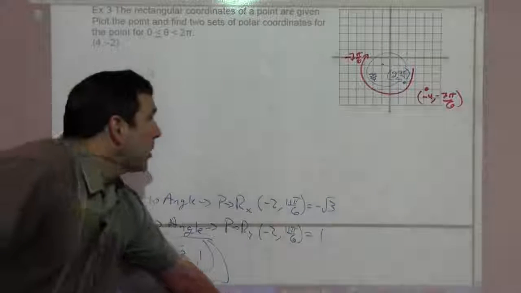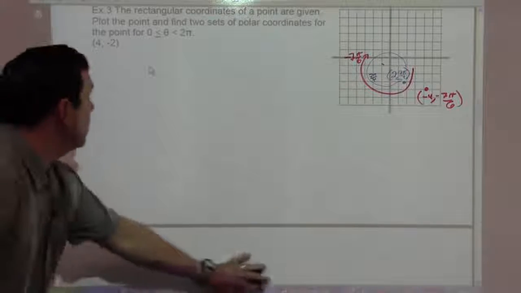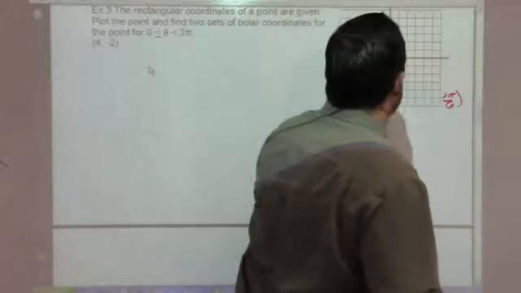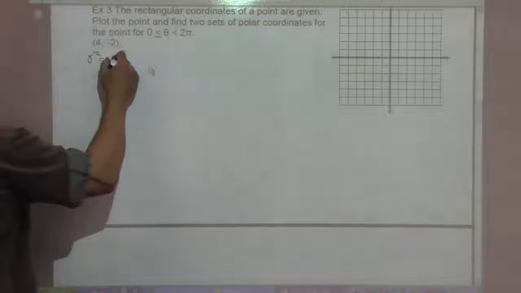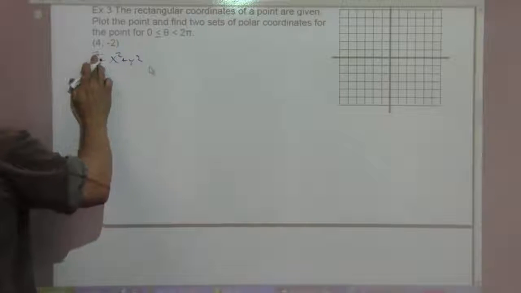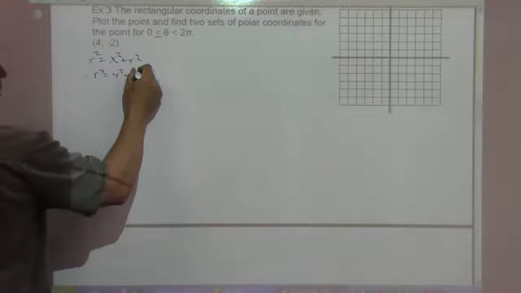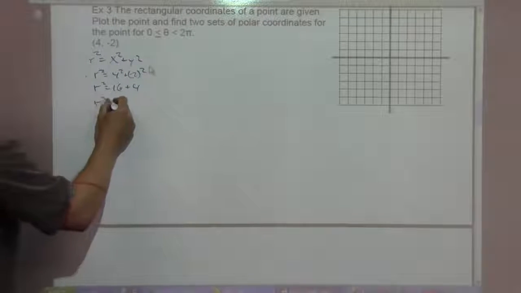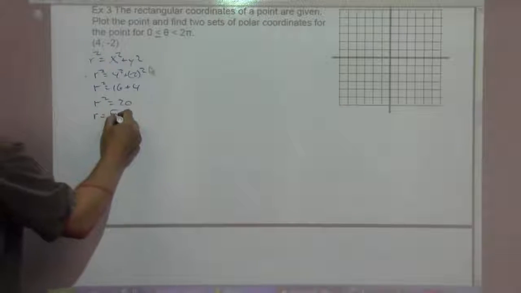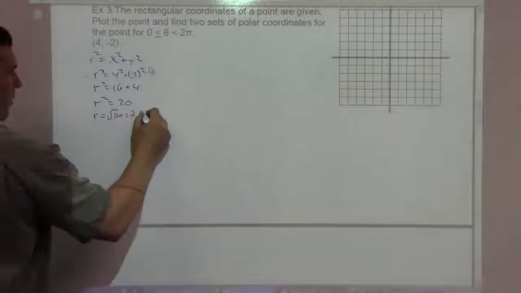Next one, the rectangular coordinates of a point are given. Plot the point and find two sets of polar coordinates for the point where theta is between 0 and 2 pi. So we're going to go with r squared is x squared plus y squared. So that means r squared is 4 squared plus negative 2 squared. R squared is 16 plus 4. R squared is 20. So r is the square root of 20, which is 2 times the square root of 5.